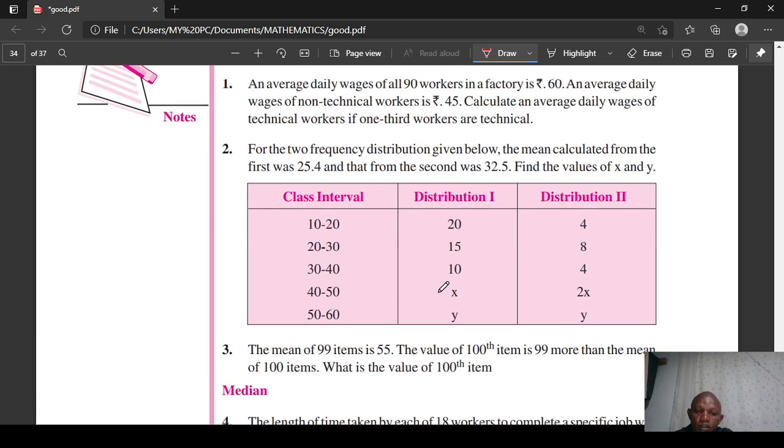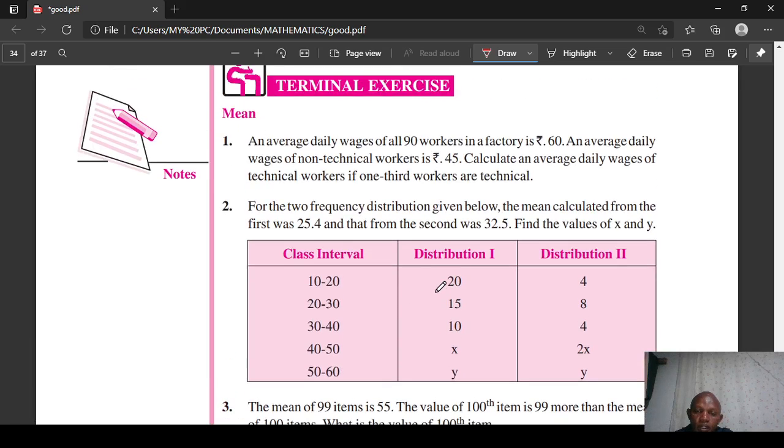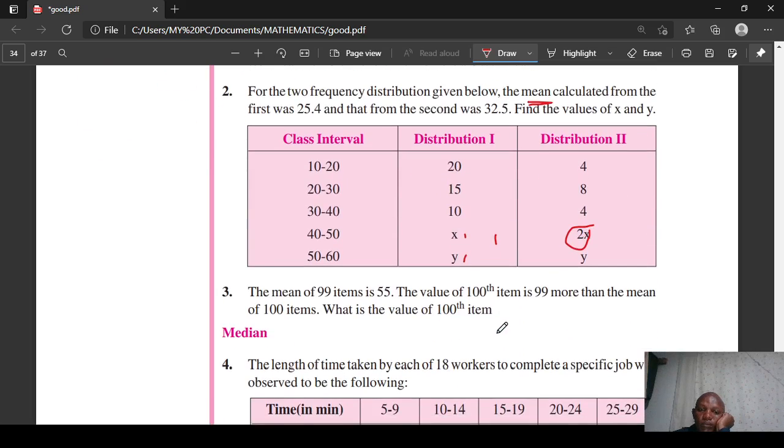And then, of course, we have quite a number of exercise questions. Sometimes you have a distribution here. You've been given the mean, and the task is to find the missing value. So if you have been given that for two distributions given below, the mean calculated from the first is that, the second is this. How do we get the missing values? That is food for thought.